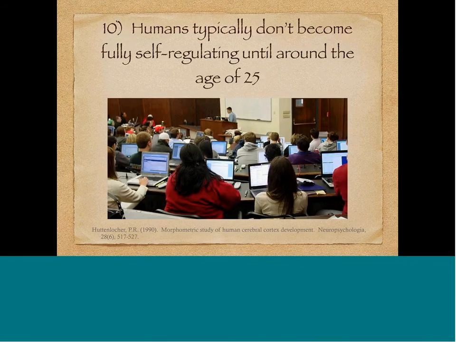Okay. Number 10, self-regulation. Students typically don't become fully self-regulated. Basically, the frontal lobe isn't fully developed until around the age of 25. So the right choice for the average undergraduate isn't necessarily exceptionally easy.